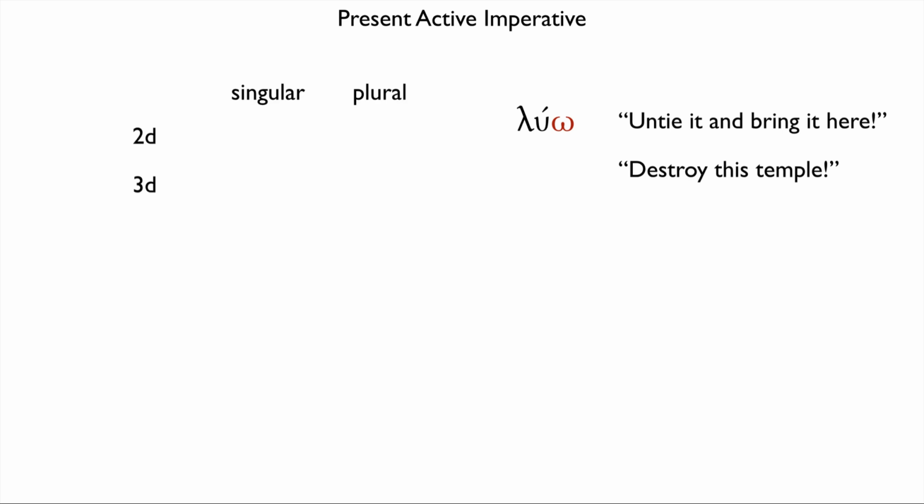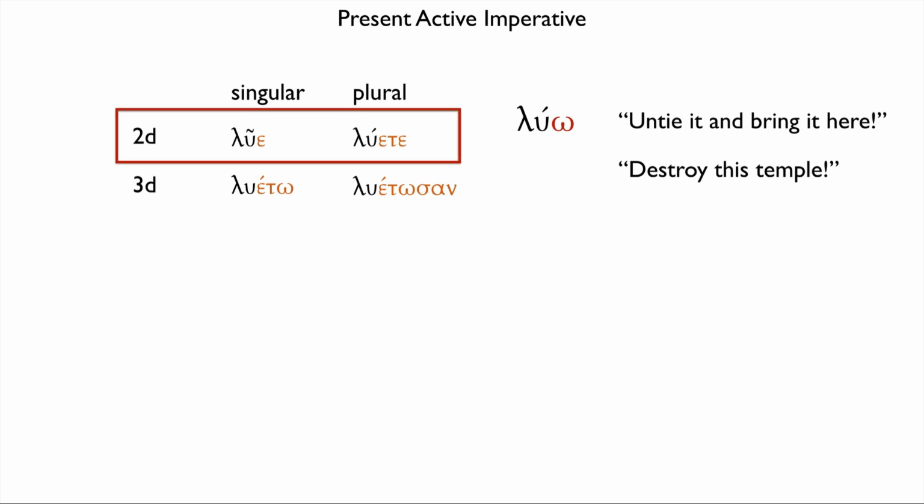The imperatival mood only occurs in the second and third persons. It still has singular and plural, it still has active and passive, and it still has different tenses, the present and the aorist. But we don't have any first-person imperatives. So what are our imperatival endings? They just have to be memorized. To tell someone in the singular, untie it, you say lue. A third-person imperative is lueto. And in the plurals, luete, hey y'all, untie it. And luetosan, let them untie it. For now, we'll focus on the second-person imperatives because those are the easiest to translate into English.